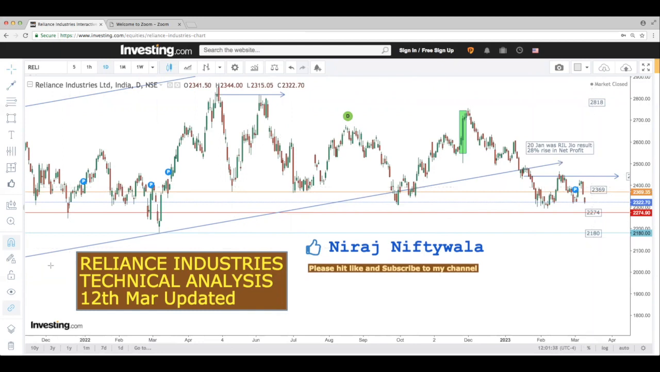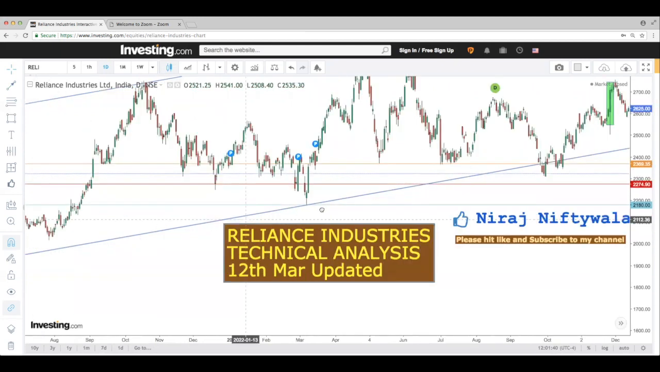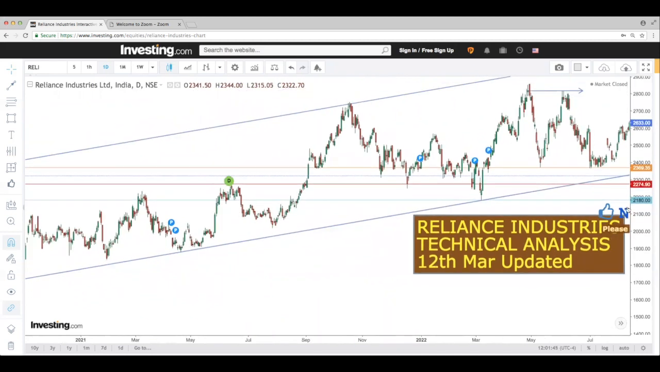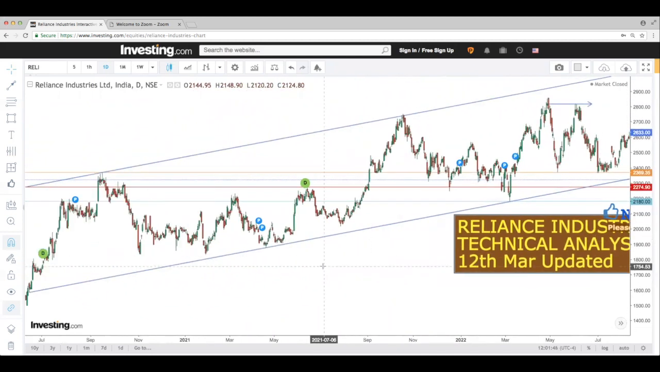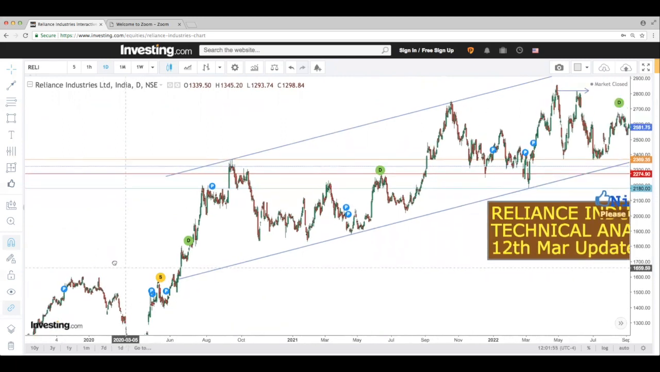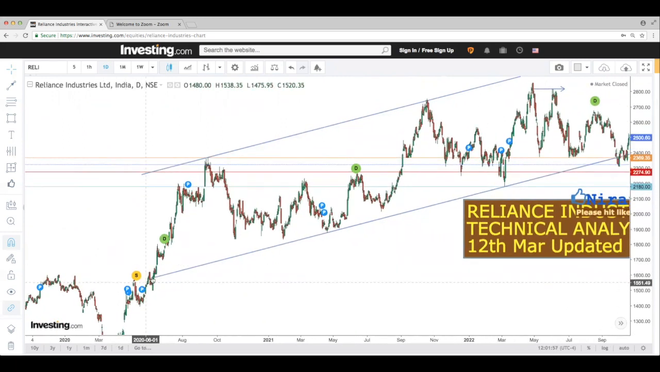Now, the important thing to note is that Reliance was in an uptrend. So let us understand what was the Reliance uptrend for many months. In fact, starting 17th of June 2020, which is after the COVID crash, we saw that Reliance had a steady up move, but it was moving in a range.